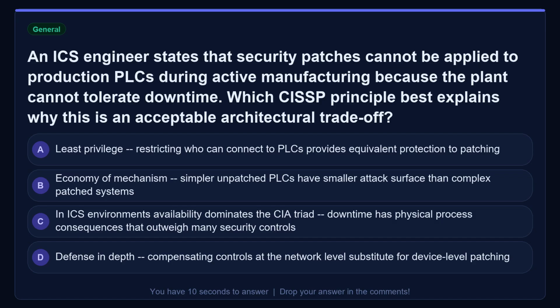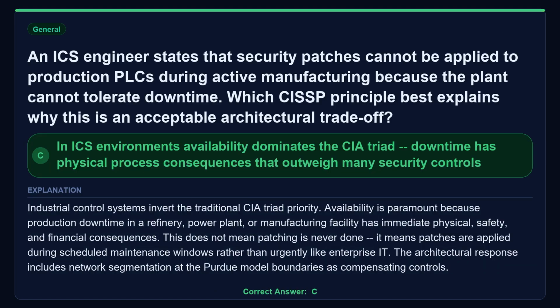An industrial control system engineer states that security patches cannot be applied to production PLCs during active manufacturing because the plant cannot tolerate downtime. Which CISSP principle best explains why this is an acceptable architectural trade-off? The correct answer is C. In industrial control system environments, availability dominates. The CIA triad is reordered. Downtime has physical process consequences that outweigh many security controls.